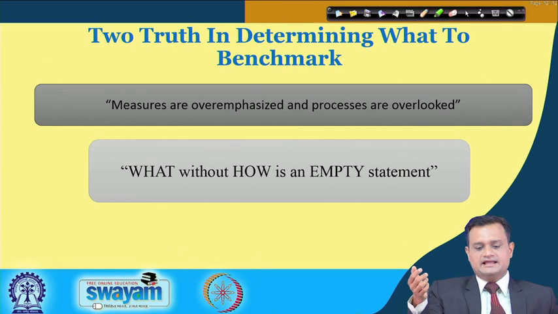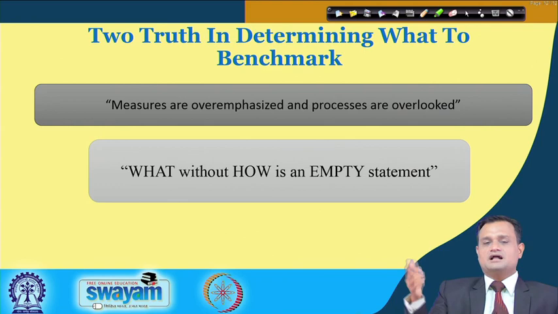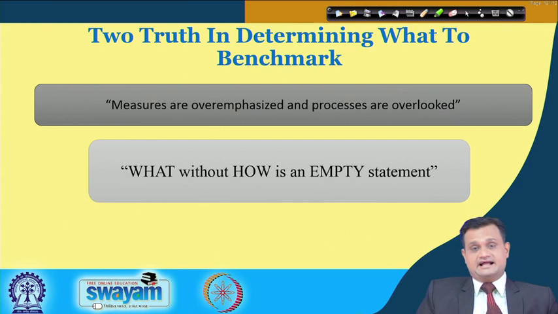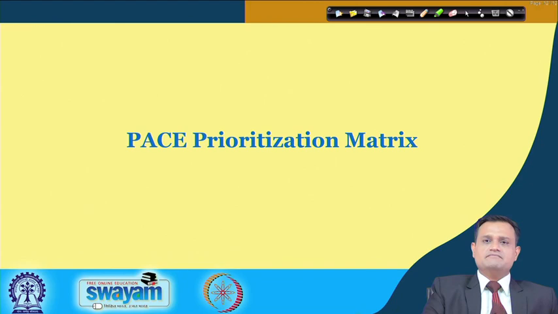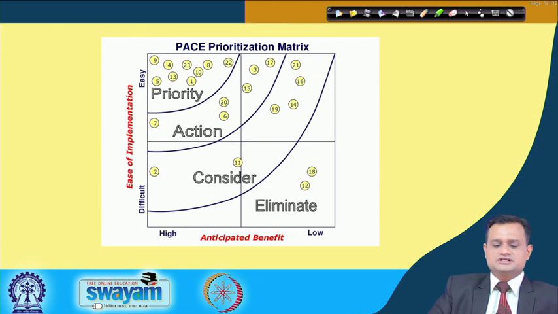So, fine, you may figure out what, but how to reach there, how to achieve the standard which my competitor has set, then you have to do the benchmark. So, finally, the last approach is the PACE prioritization matrix. It's a fantastic and useful approach which deepens our understanding much more than what we have seen in the other approaches. So, just see what is being done here.